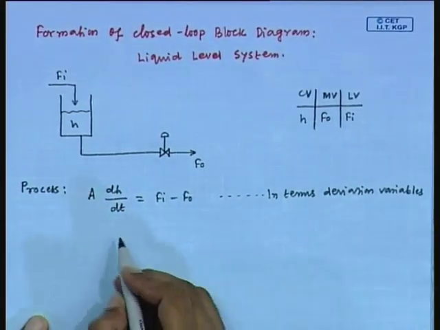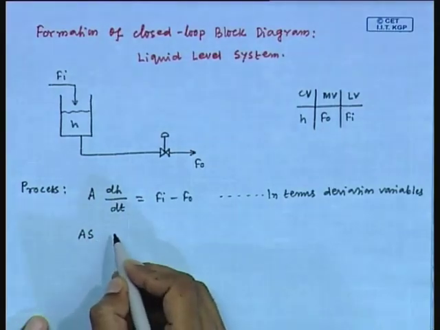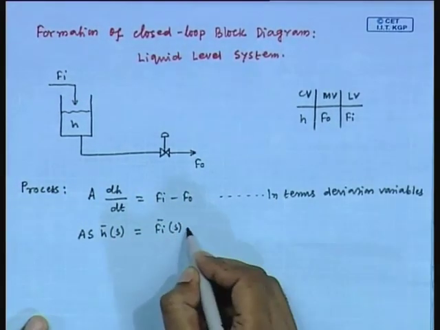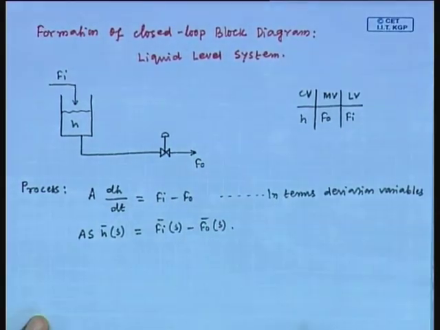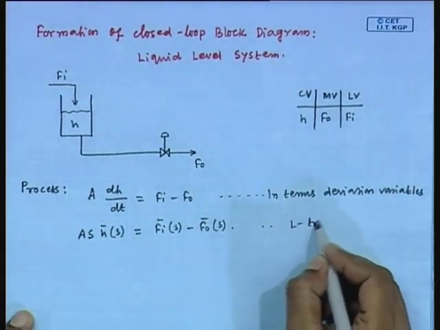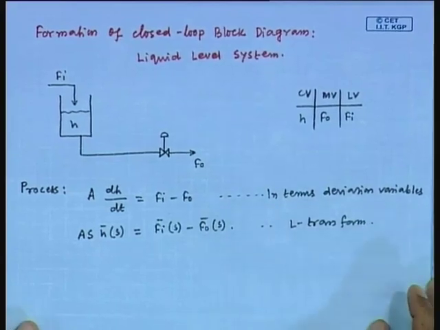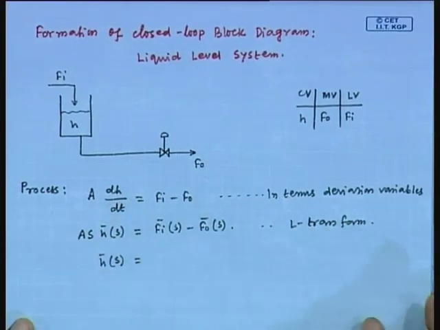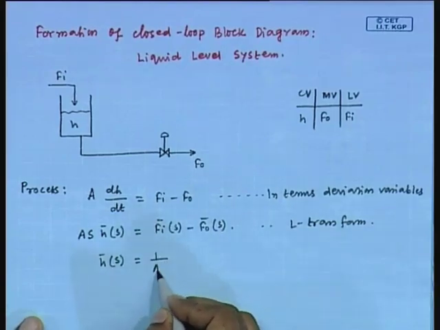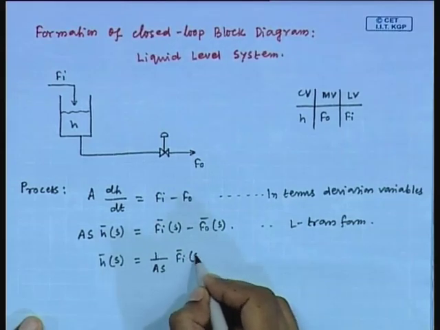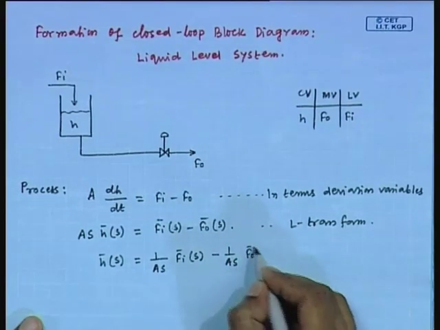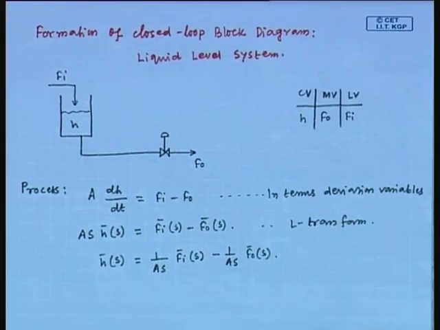If we take Laplace transform, then we get A S H bar S equals Fi bar S minus F naught bar S. Taking Laplace transform, we get this form. Now, rearranging, H bar S becomes 1 by A S multiplied by Fi bar S minus 1 by A S F naught bar S. Fine. Dividing both sides by A S, we get this equation.